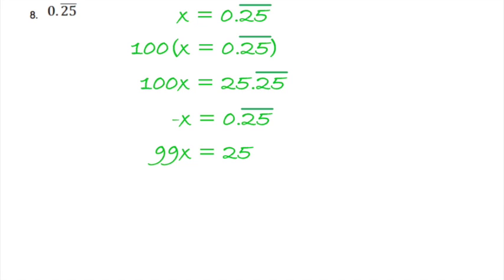The repeating part of the decimal canceled out. Now we have a simple equation we can solve. We're going to divide both sides by 99, and we get that x equals 25/99. Since we can't simplify that fraction, that's our fraction. That's our solution.